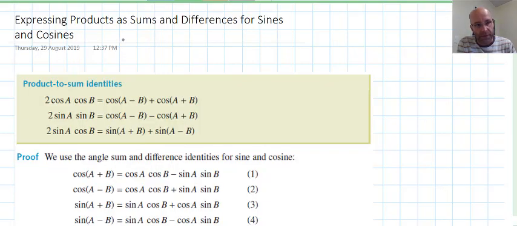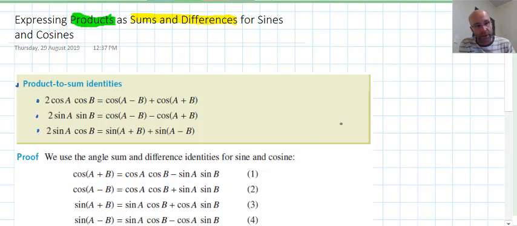We're expressing products as sums and differences for sine and cosine terms. So we're going from products to sums or products to differences. And we can see a summary here. The three we have a summary of them: 2 cos A cos B, 2 sin A sin B. So this one has both cosines, this one has both sines, and when we have one of each, it doesn't matter which way around that one goes.